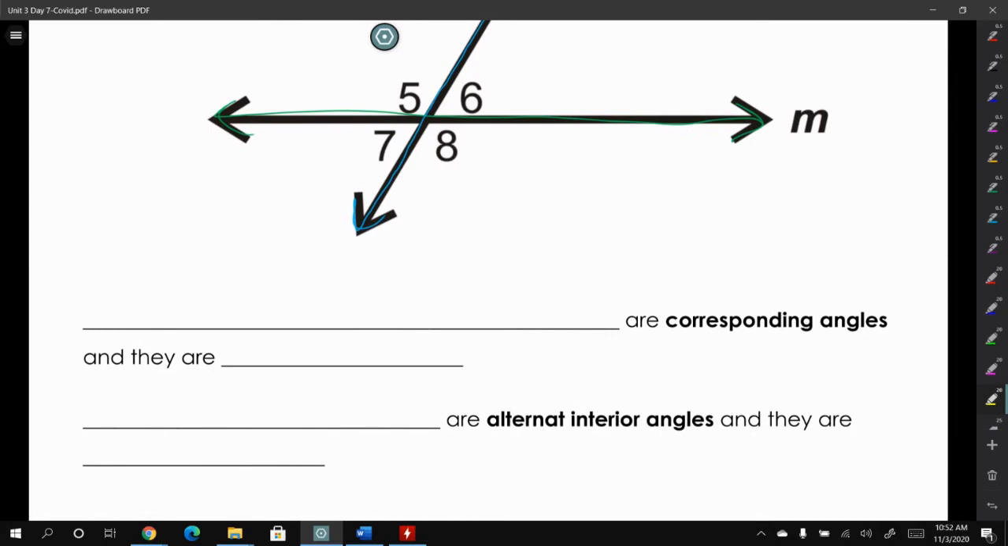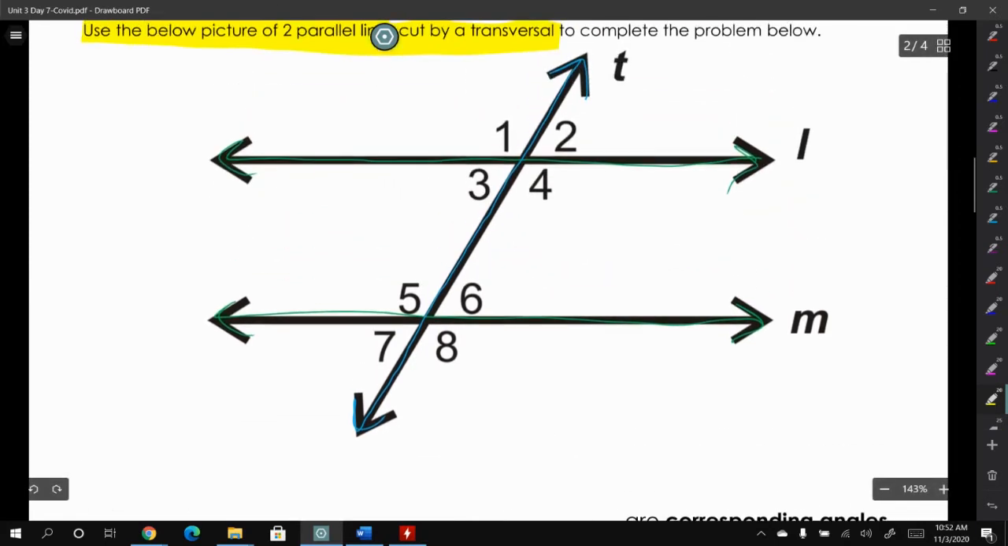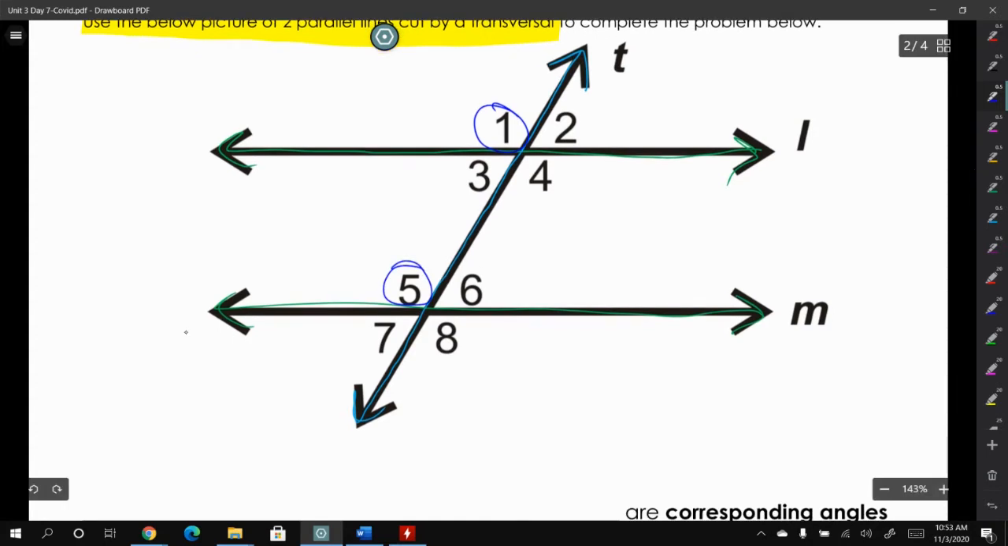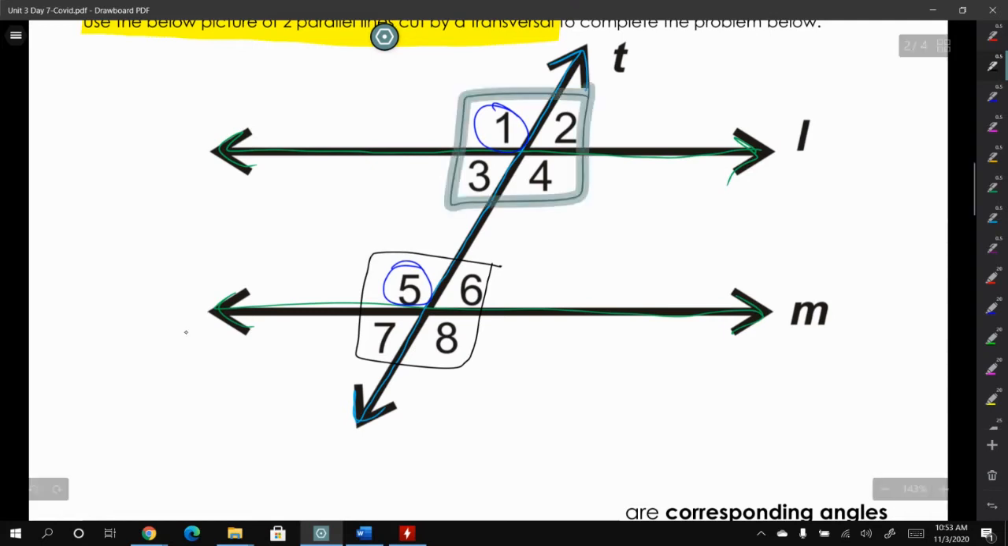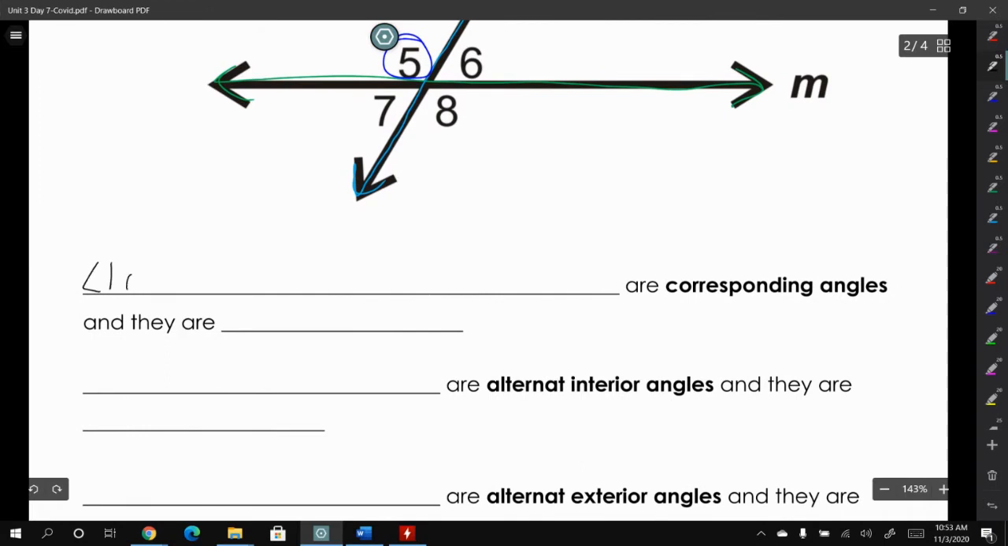So blank are corresponding angles. Let's match up our corresponding angles. So angle 1 in the upper left, and angle 5. Those are both in the upper left corners. Because again, we're going to take an angle from this set and compare it to an angle from this set. So angle 1 and 5 are in the same location. So angle 1 and angle 5.